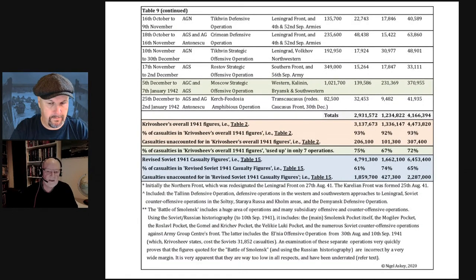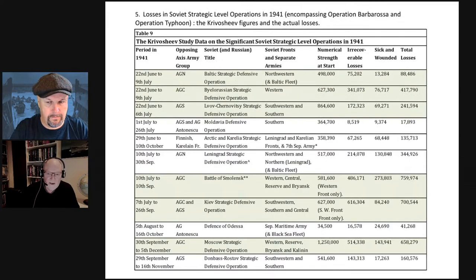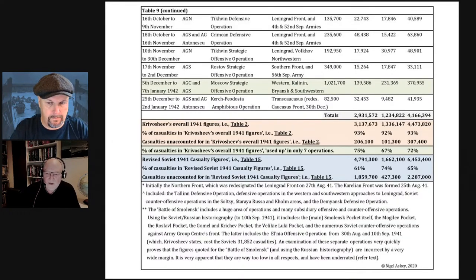and of course, the Soviet winter offensive from Moscow, which pushed Army Group Center away from Moscow in December. So those seven battles are the decisive ones. And if we total up the casualties in there, based on the Krivosheev figures for total losses, roughly 75% of irrecoverable and 72% of total losses were in those seven engagements.